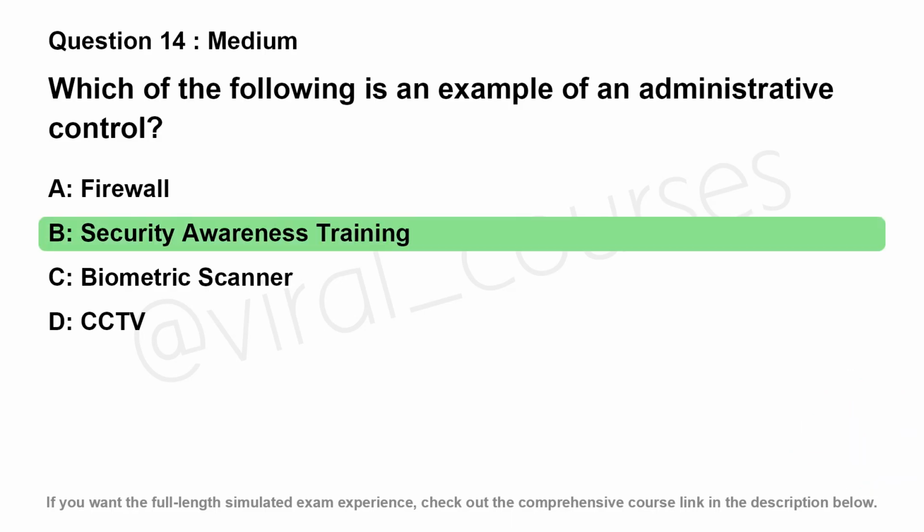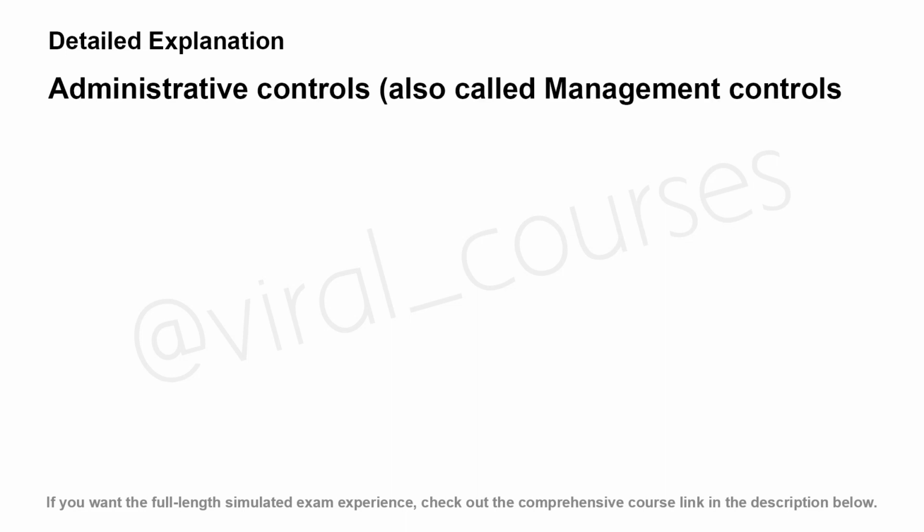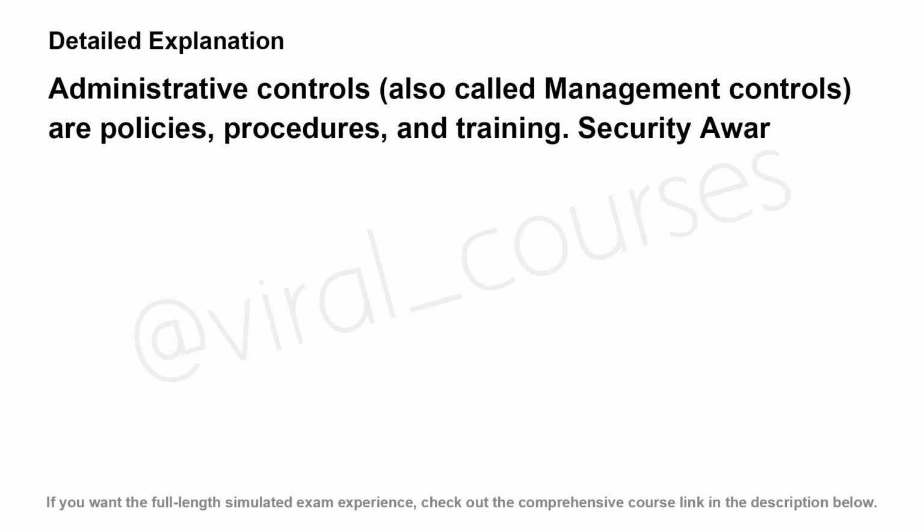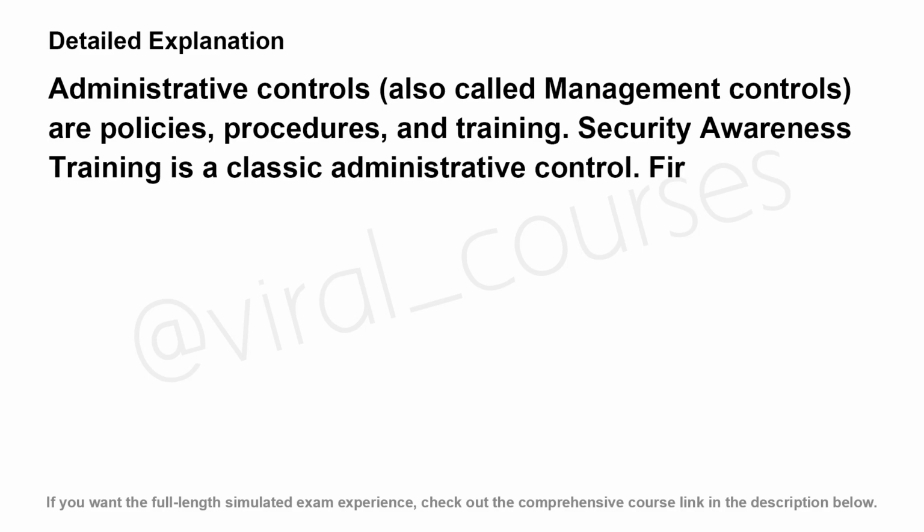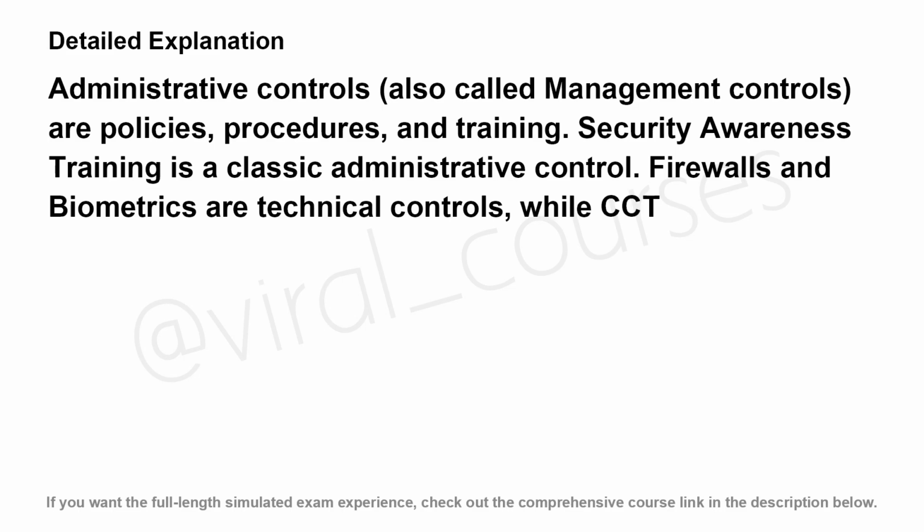The correct answer is B. Administrative controls, also called management controls, are policies, procedures, and training. Security awareness training is a classic administrative control. Firewalls and biometrics are technical controls, while CCTV is a physical control.